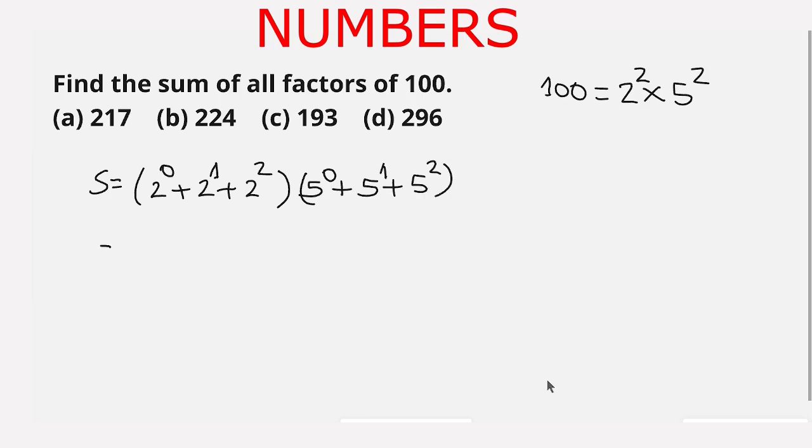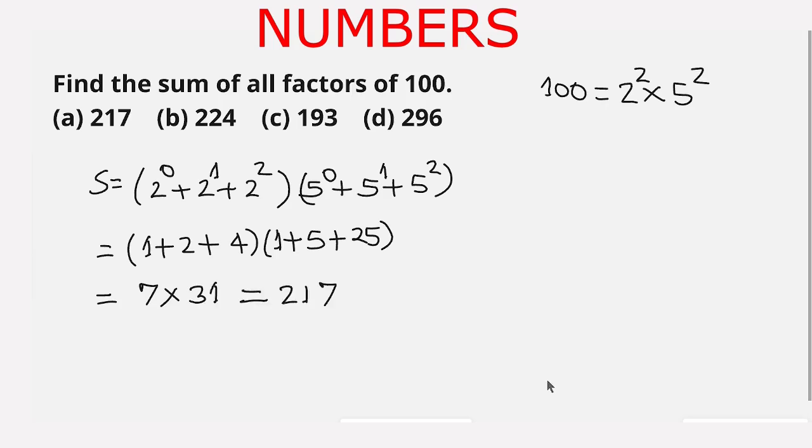and this is equal to 2 to the power 0 is 1 plus 2 to the power 1 is 2 plus 2 to the power 2 is 4, multiplied by 5 to the power 0 is 1 plus 5 to the power 1 is 5 plus 5 to the power 2 is 25. 1 plus 2 is 3, 3 plus 4 is 7 and 1 plus 5 is 6, 6 plus 25 is 31 and 7 times 31 is 217.